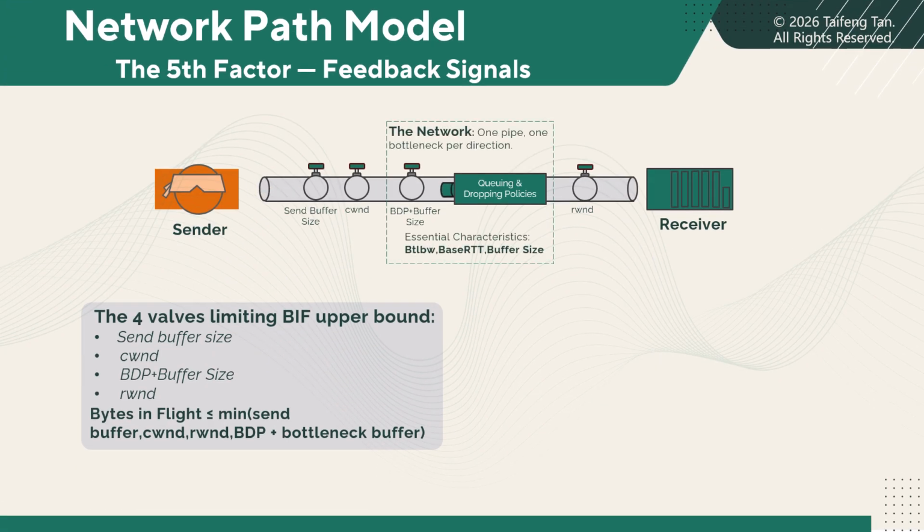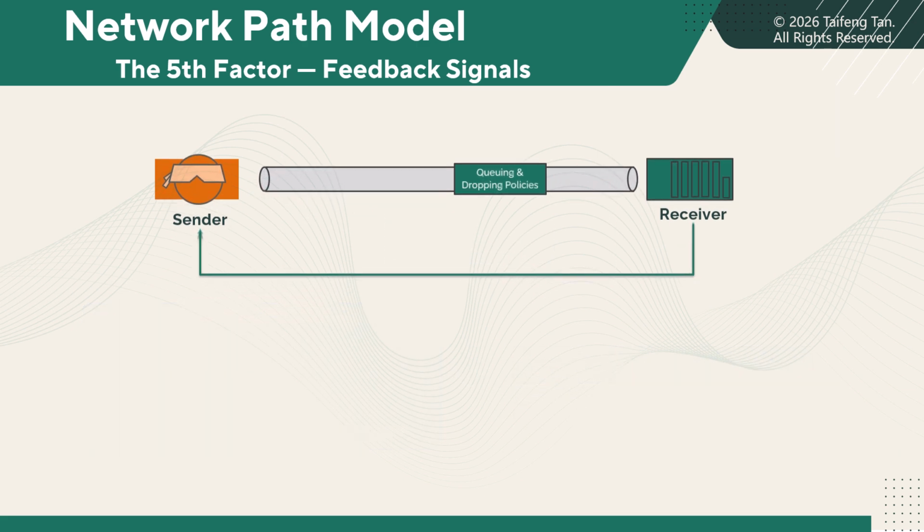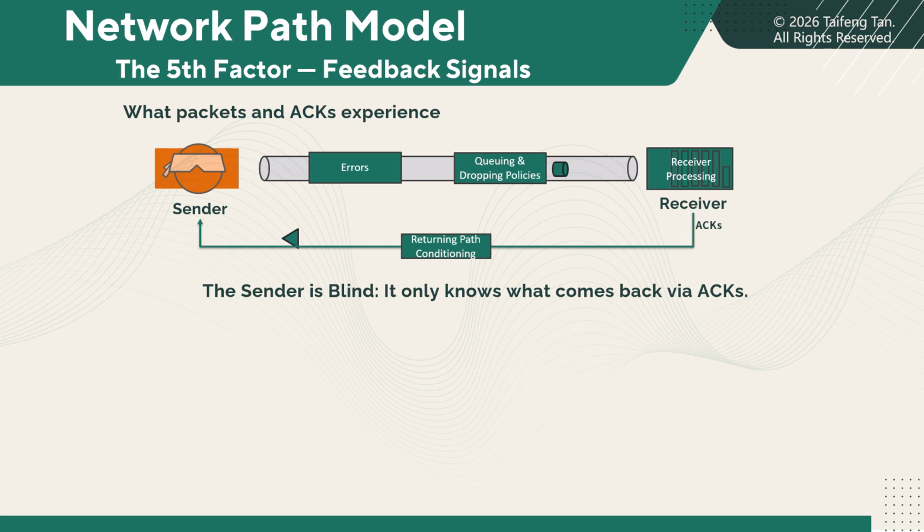The only thing it sees is what comes back in the form of ACK packets. As packets travel the path, they experience errors like random loss or reordering. They experience queuing and drops. Under tail drop, packets drop only when the buffer is full. But with mechanisms like RED, packets drop before the buffer is full. This means the actual bytes in flight may never reach that theoretical ceiling because early drop policies trigger loss sooner.